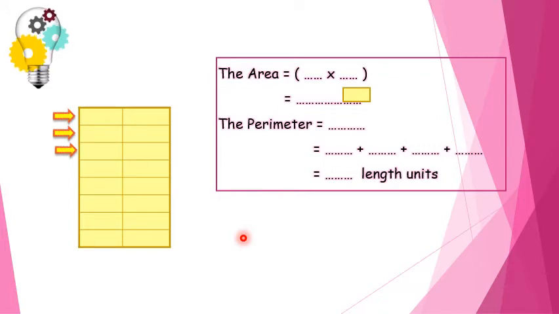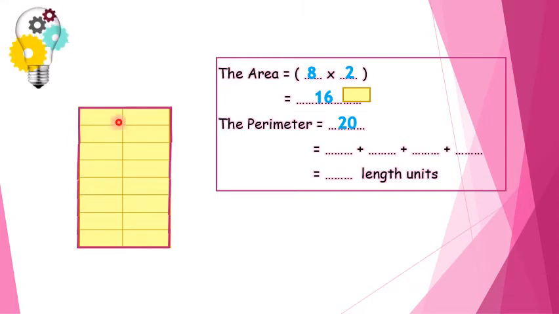1, 2, 3, 4, 5, 6, 7, 8. So I have 8 rows and only 2 columns. So 2 multiplied by 8 equals 16. Let's find the perimeter of this shape. The perimeter is only the outline. Let's count. 1, 2, 3, 4, 5, 6, 7, 8, 9, 10, 11, 12, 13, 14, 15, 16, 17, 18, 19, 20. So it's 20 length units.